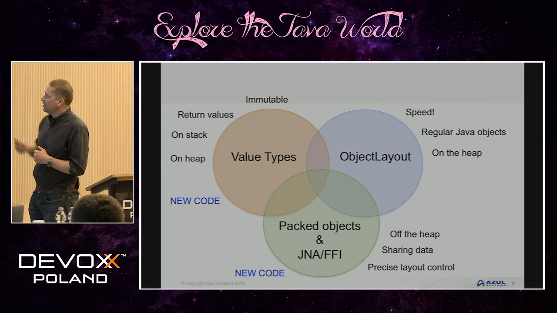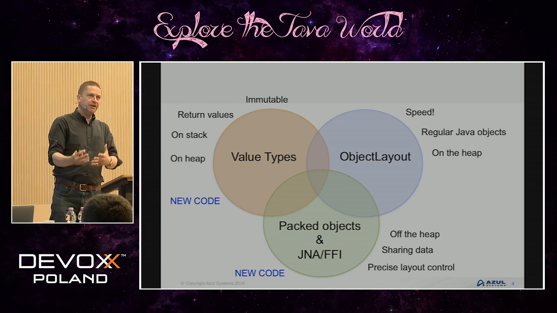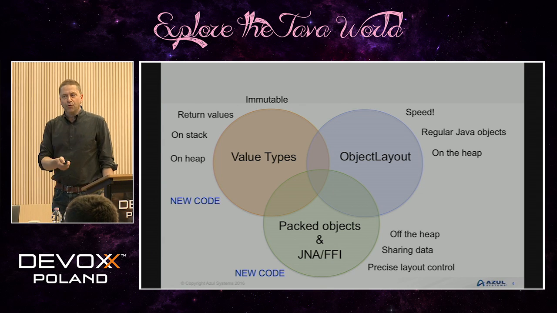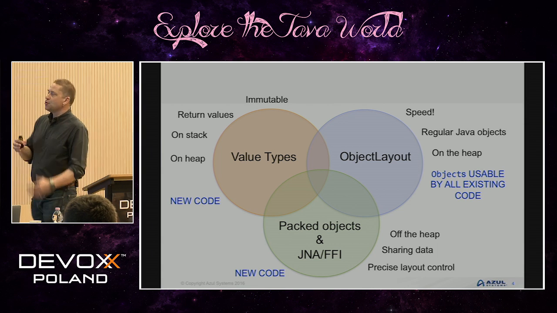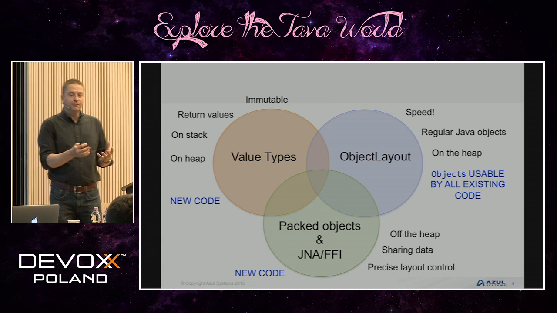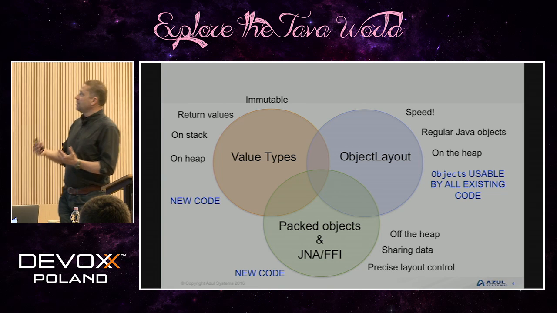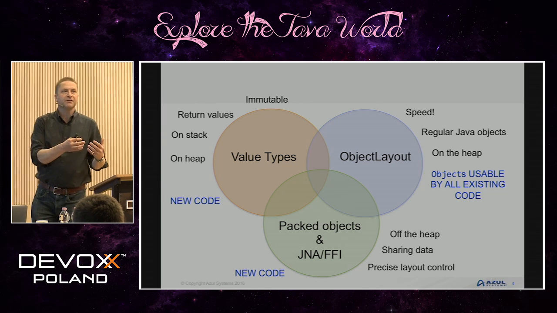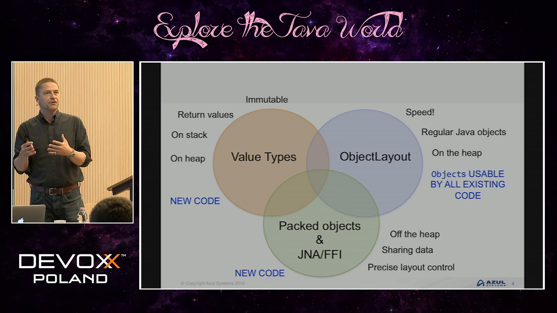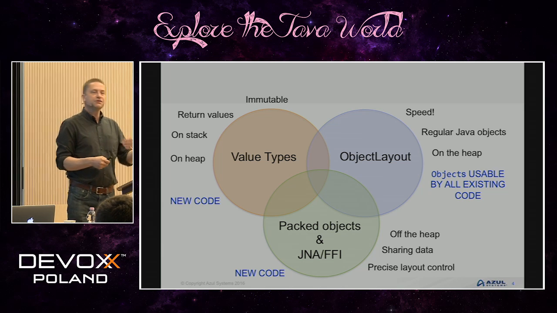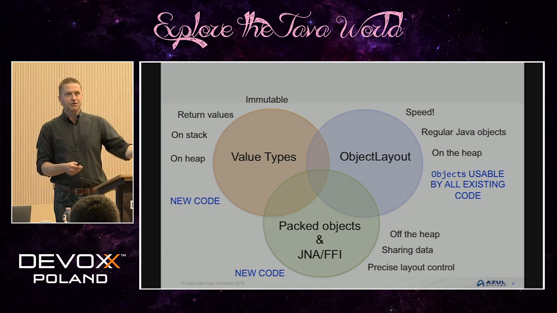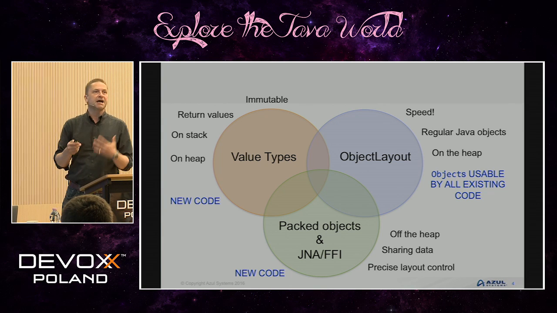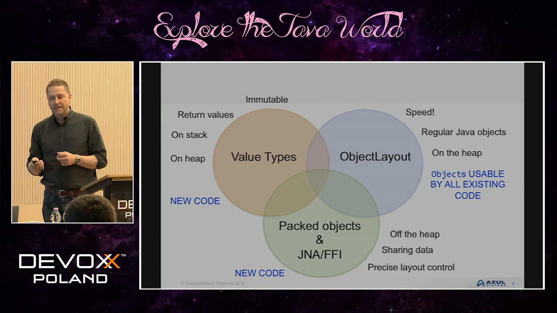ObjectLayout is about speed for regular Java objects on the heap. So those are the differences. And the important thing about that is that all of the objects that you have at the moment are reusable by existing code. So we can use this without having to modify a lot of the code that we're using. Now, there are a few things that you will need to do differently because we're introducing some new classes, but that's really the level that we're talking about. It's not actually changing syntax, it's not changing structure as such.